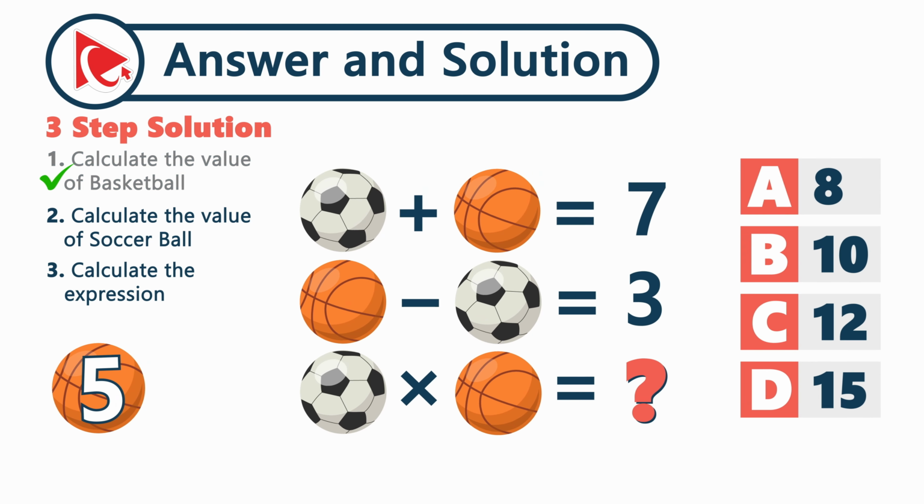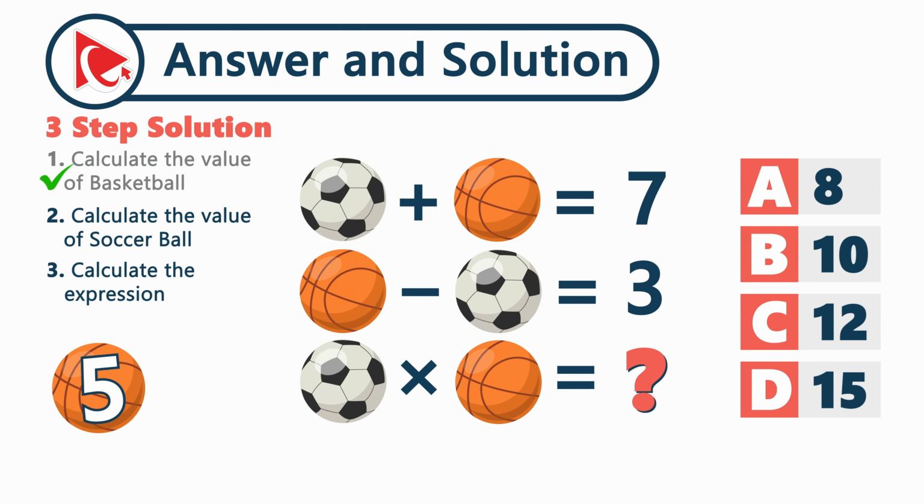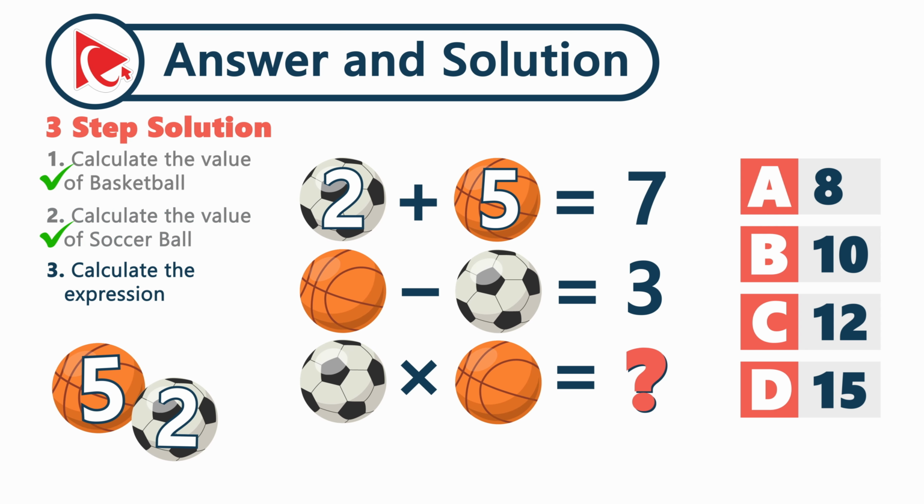Now we are ready for step 2 to calculate the value of the soccer ball. Let's substitute the value of the basketball in the first equation. Soccer ball plus 5 equals 7, which means that soccer ball value is 2. Let's summarize. We've completed the first 2 steps, and we've learned that the value of the basketball is 5, and the value of the soccer ball is 2.